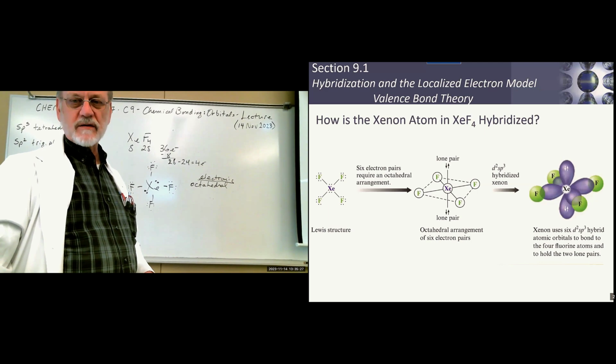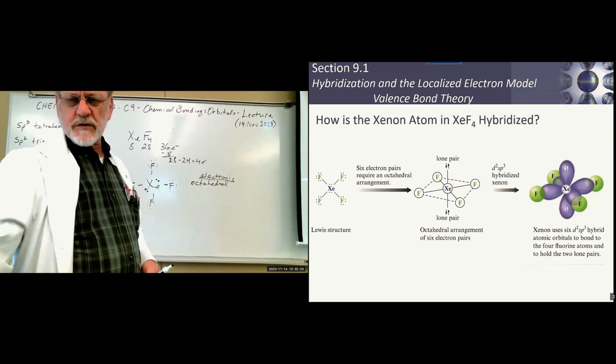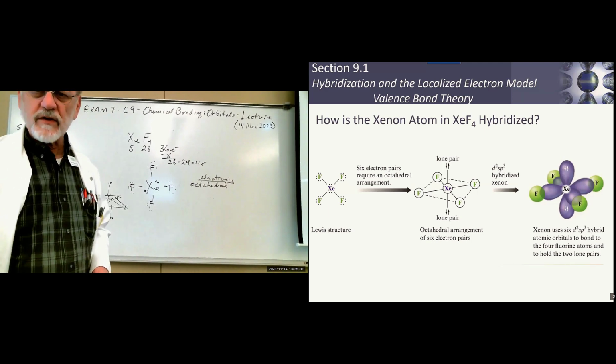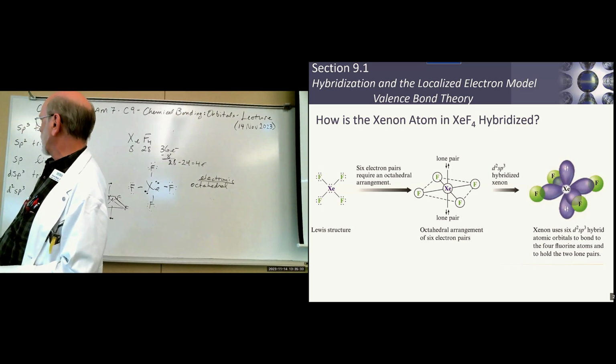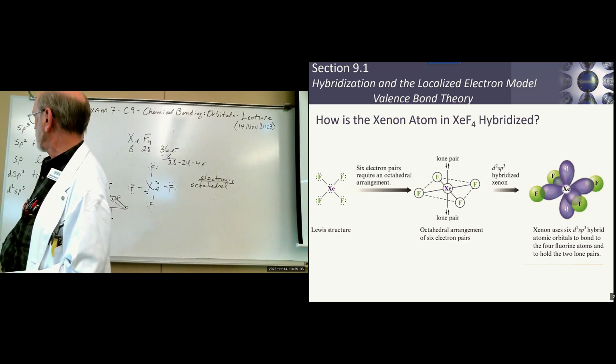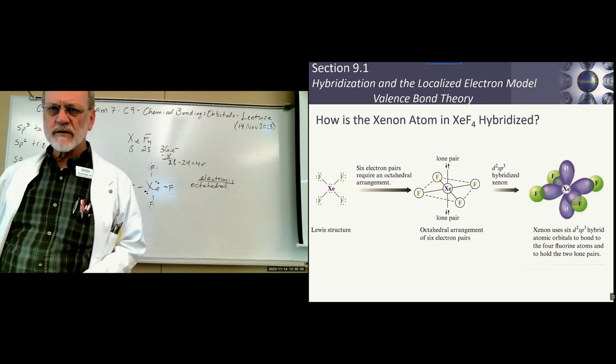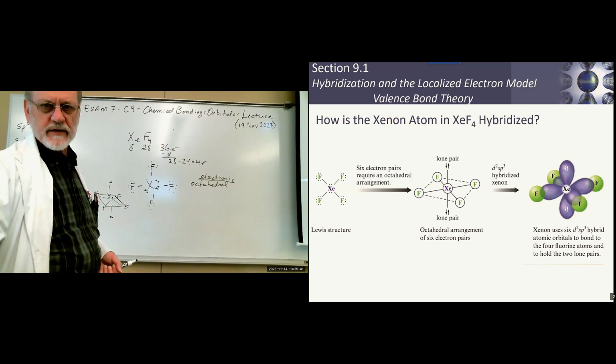Right. So there's another. They don't bother to, like the chlorines, they don't bother with fluorine hybridization. But it does have access to p orbitals, so fluorine should hybridize also.